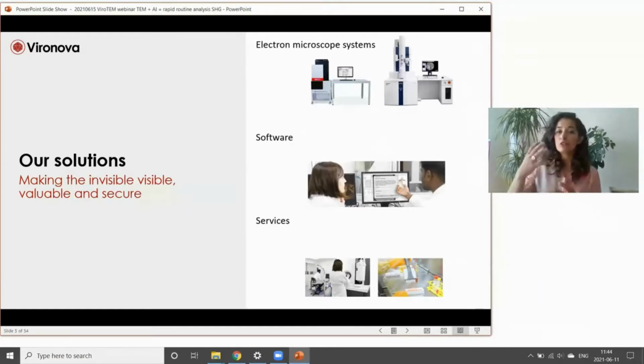Our solutions can be divided into three main categories. One is the actual hardware, the electron microscopes, the systems. The second is the software, where we have both GMP compliant and non-GMP compliant software. And we have our services as well. We've got the world's first and only electron microscope GMP certified lab.